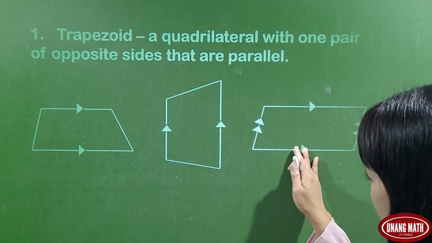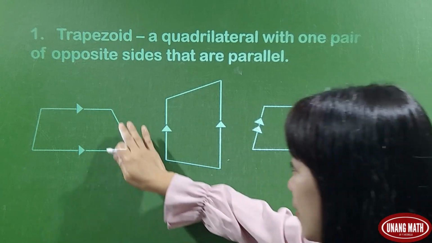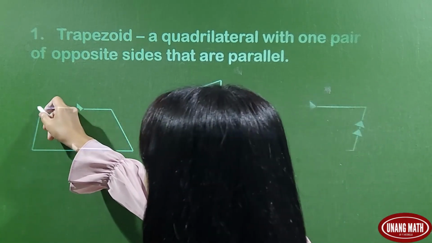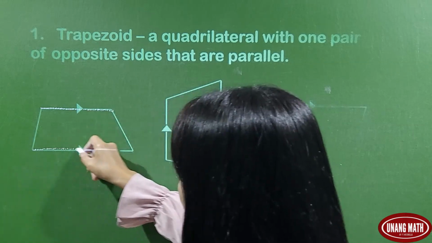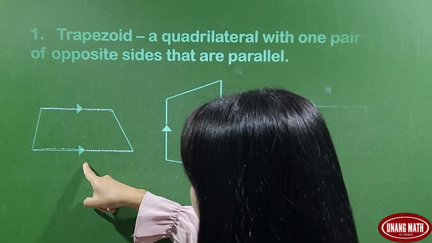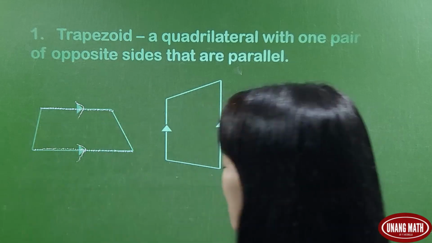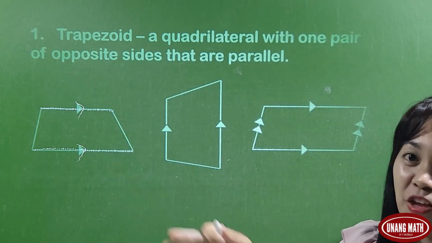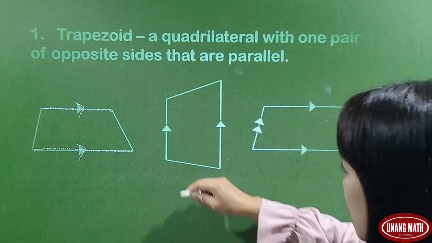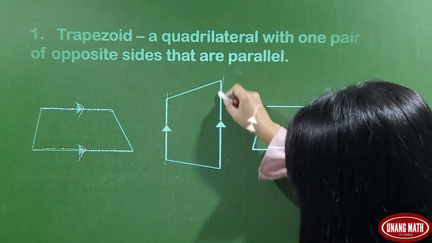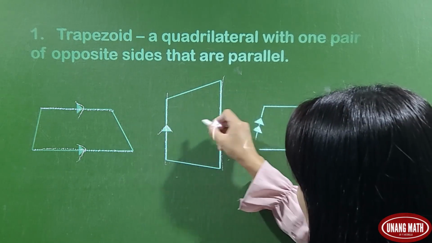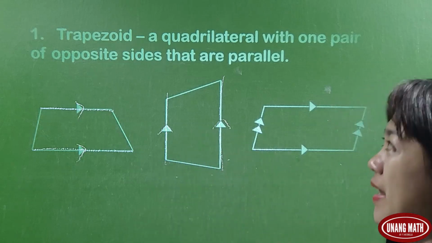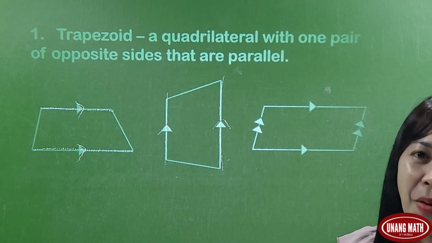Take a look at these three figures. In this first figure, we have one pair of opposite sides that are parallel. So this is a trapezoid. In the second figure, we also have one pair of opposite sides that are parallel. So this is also a trapezoid.